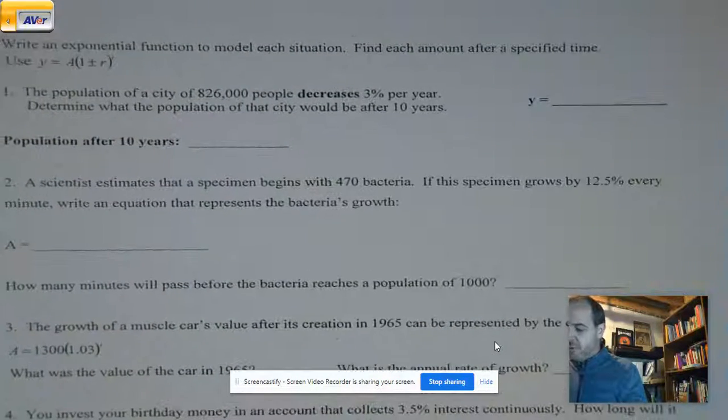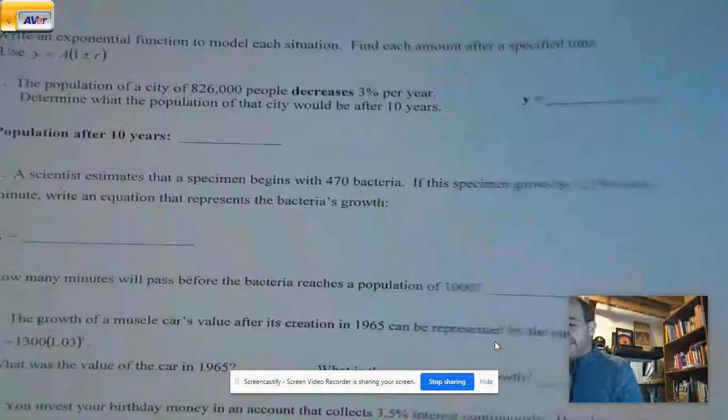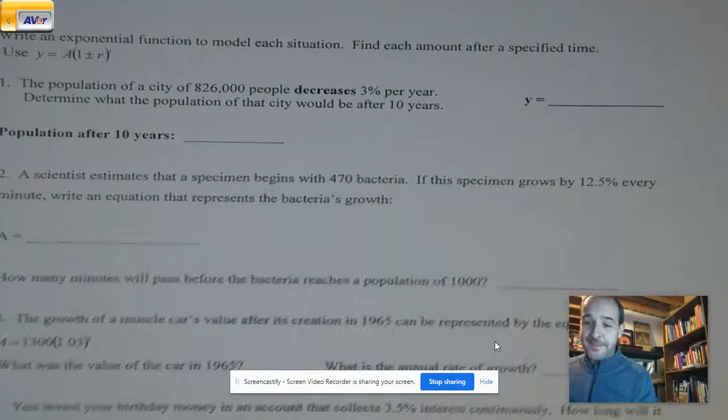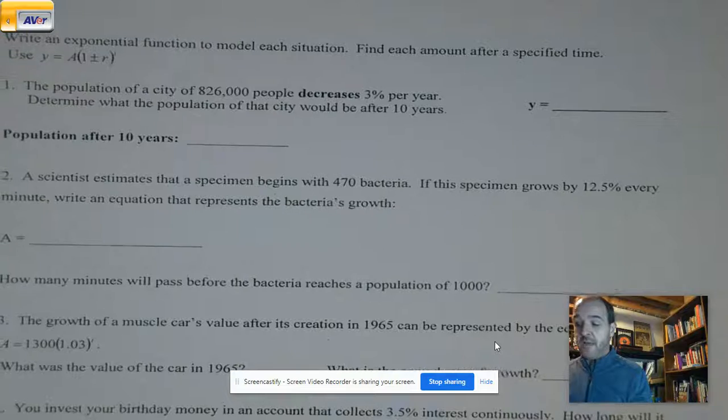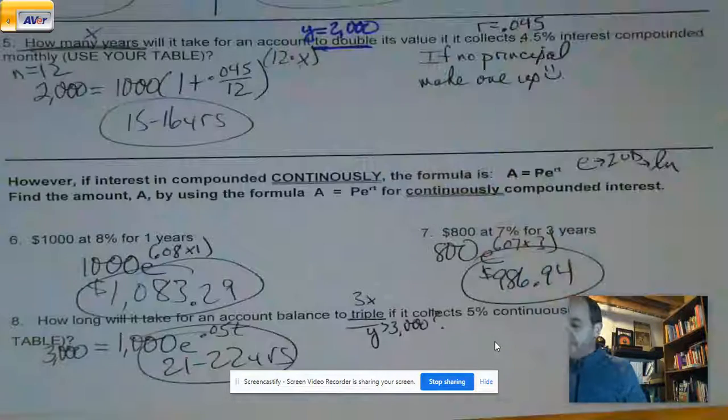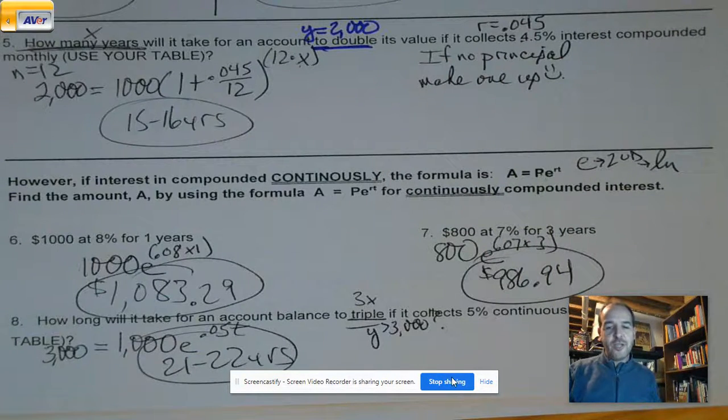Again, it talks about tripling, doubling, and some things like that, but it goes along right with the notes this time. There are no surprises. Okay, so try these out. Try out the problems online. And as always, if you have questions, fire them my way.